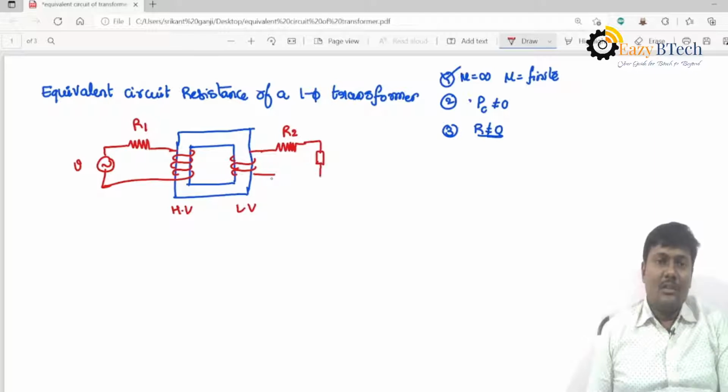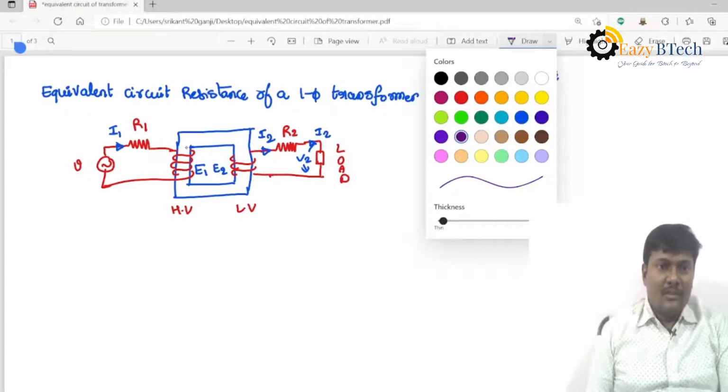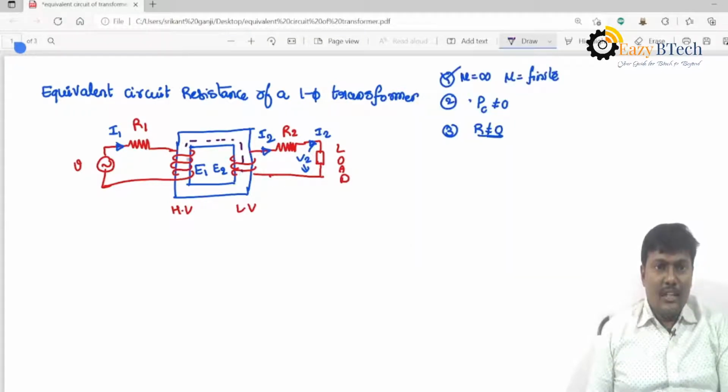And here I am connecting a load. The primary winding draws a current of I1. The EMFs induced in the windings are E1 and E2. E1 is the primary induced EMF, E2 is the secondary induced EMF. The current flowing through the secondary winding is I2, and the load current is also I2. And the terminal voltage is V2. So again the same story: if current flows through the windings, it will produce an alternating flux in the core.